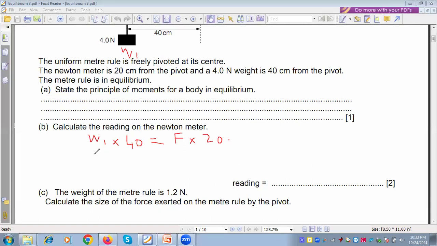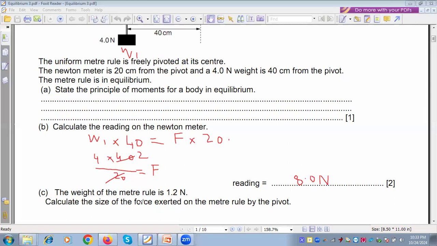So W1 is 4 multiplied by 40 divided by 20 equals F. So this answer is 8 Newton. We have to take care of the number of significant figures. Since the 4 Newton weight is written 4.0, this should also have two significant figures.